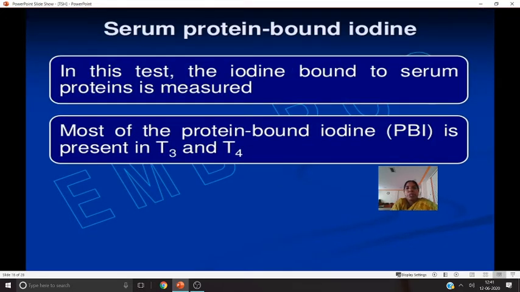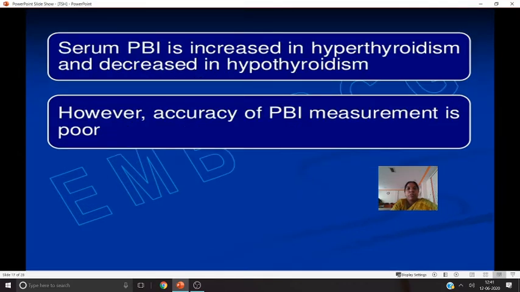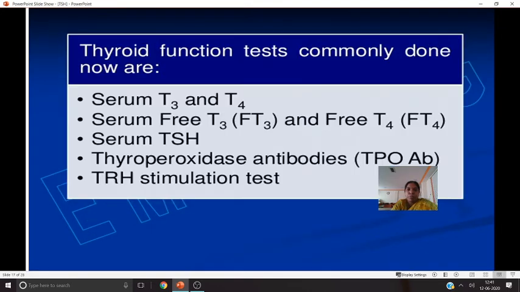Next, serum protein bound iodine. In this test the iodine bound to serum protein is measured. Most of the protein bound iodine, that is PBI, is present in T3 and T4. Serum protein bound iodine is increased in hyperthyroidism and decreased in hypothyroidism. However, accuracy of PBI measurement is poor.